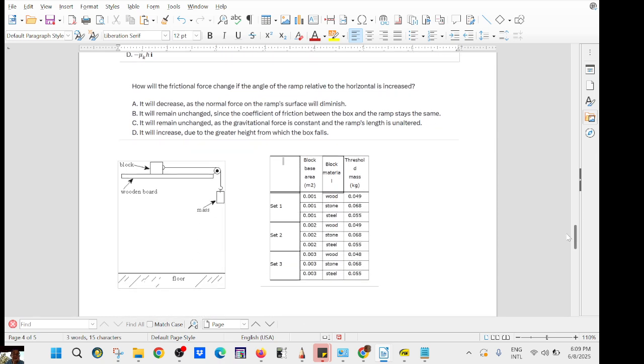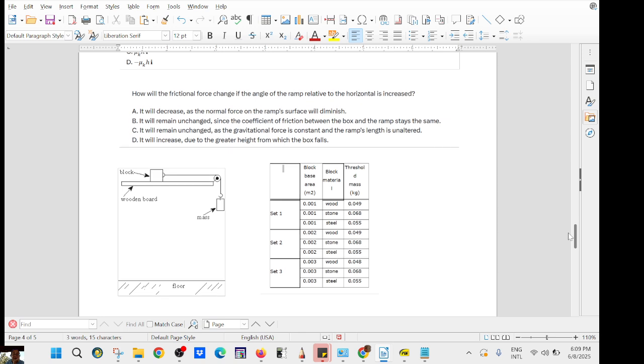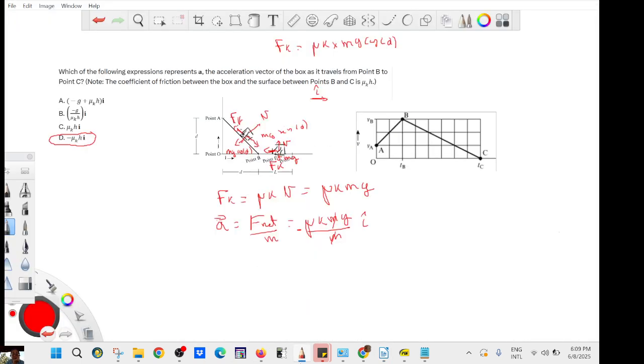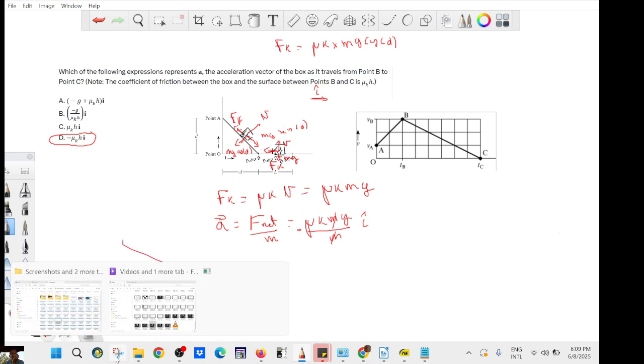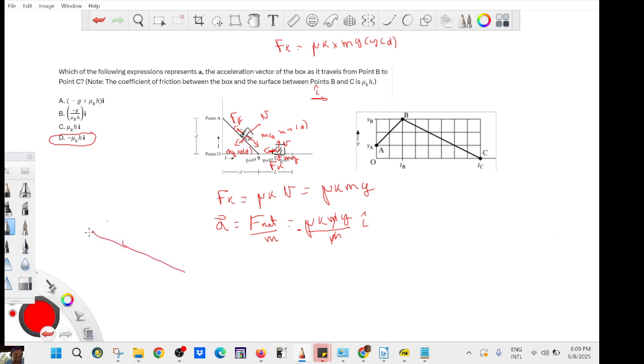So we did that. Okay, what's going to happen to the frictional force if the angle of the ramp relative to the horizontal is increased? You can pause the video, but what's going to happen if you increase that angle here? So you have an inclined plane again, and you have your box here.